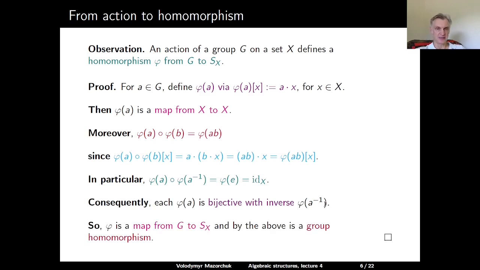So indeed phi is a map from the group G to the symmetric group on X, and because of this line, this map is a group homomorphism, because phi of A after phi of B is equal to phi of AB. So it's a group homomorphism. So each action of a group on a set defines a homomorphism from this group to the symmetric group on that set.